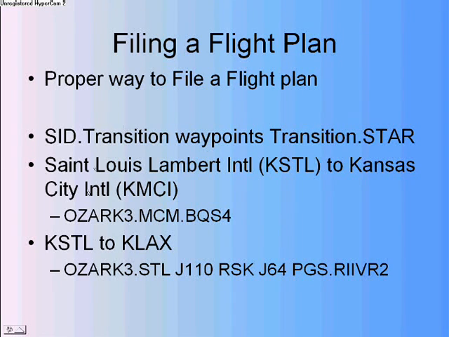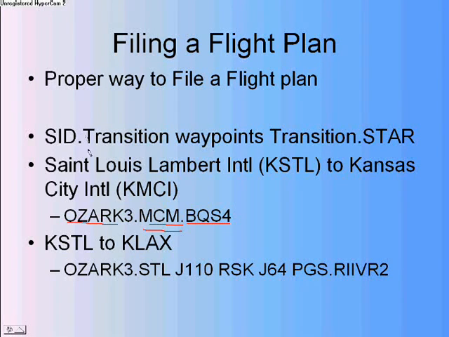Just an example, this is from St. Louis to Kansas City. The route that you type in would be the Ozark 3, period, MCM, which is the Macon transition, period, BQS4, which stands for the Bramer 4 arrival. This one's weird because there are no waypoints in between. You've got your SID, your transition, and then your STAR, and also your transition. That happens because the SIDs and STARs can easily stretch out hundreds of miles.